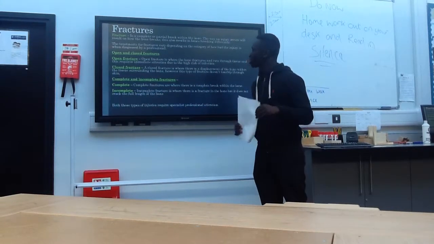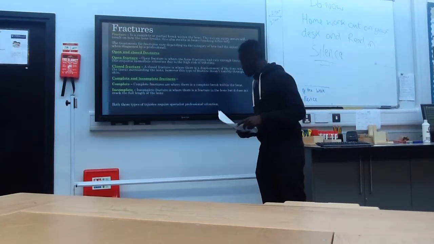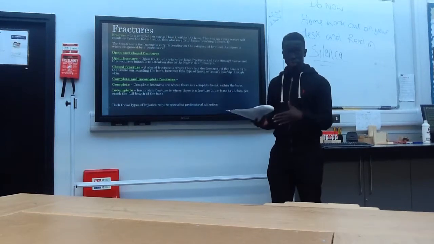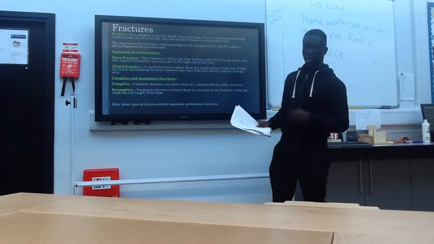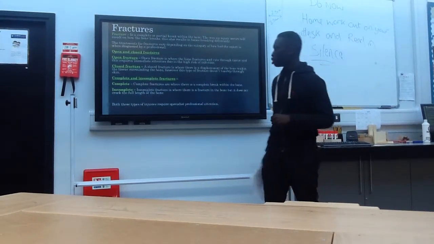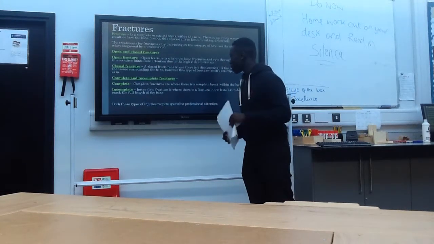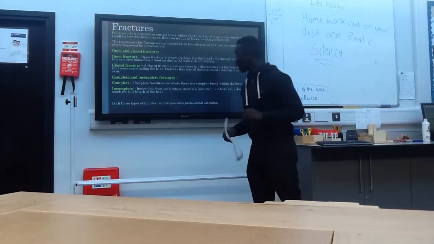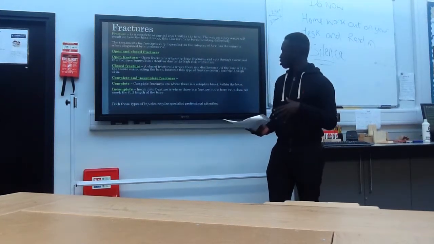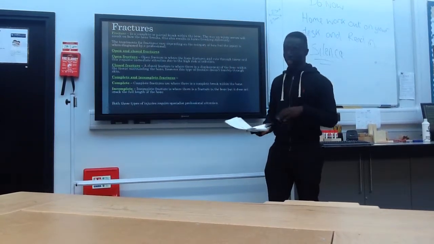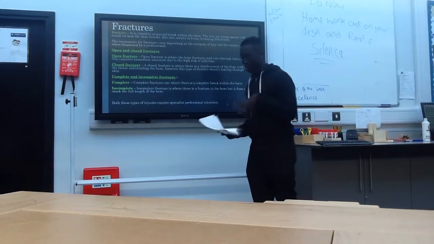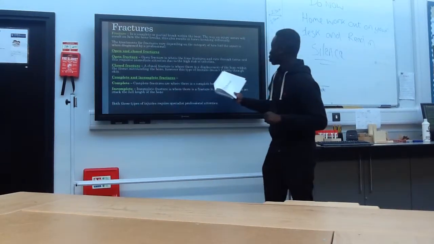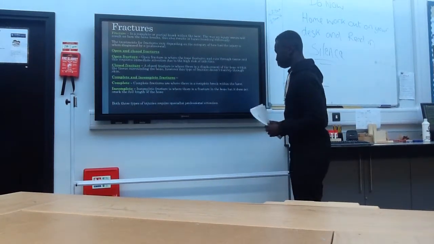An open fracture is where the bone fractures and cuts through the skin, which requires immediate attention, which may result in infection if not attended to as quickly as possible. A closed fracture is where there was a displacement of the bone within the tissue surrounding the bone. However, this type of fracture doesn't tear or rip through skin.